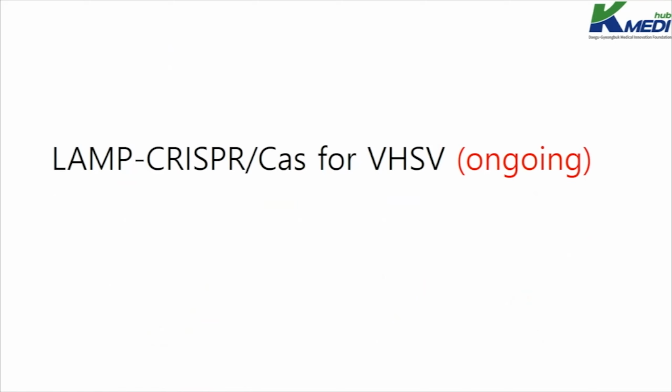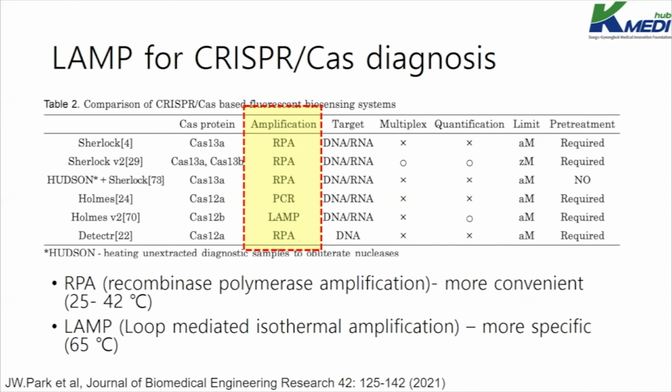The next part is about the isothermal application with the LAMP. As it is shown in this table, some Cas, this is the name of CRISPR diagnosis. This method uses a pre-amplification process to maximize the sensitivity. So I also plan to make some pre-amplification method before applying this CRISPR diagnosis.